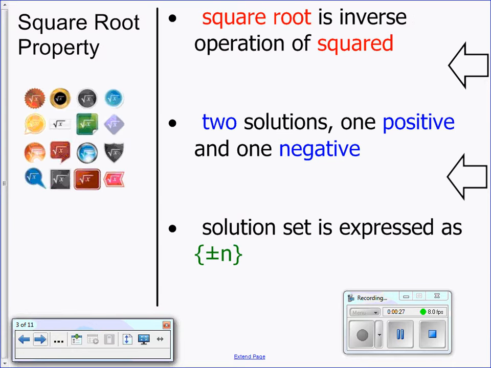Square root property, remember, is the inverse of squared. So when you have a number that you find the square root of, it's actually one positive and one negative number. So we usually write it in braces, plus or minus the number.